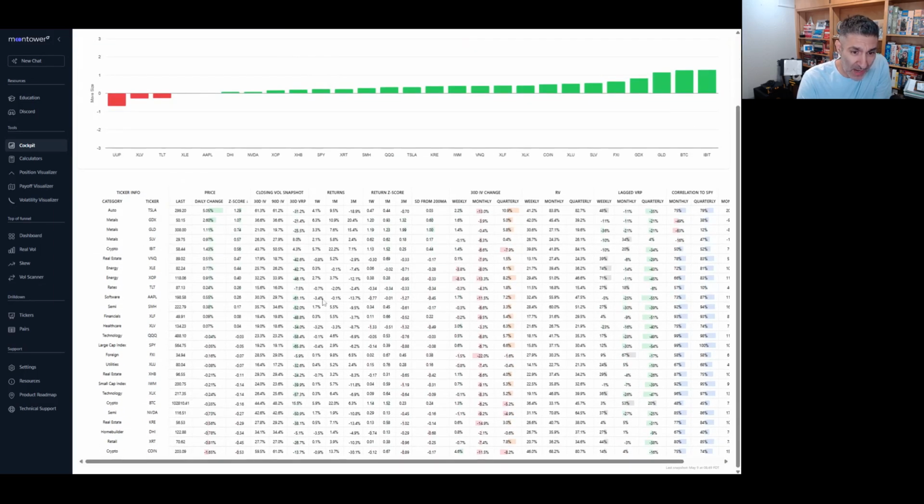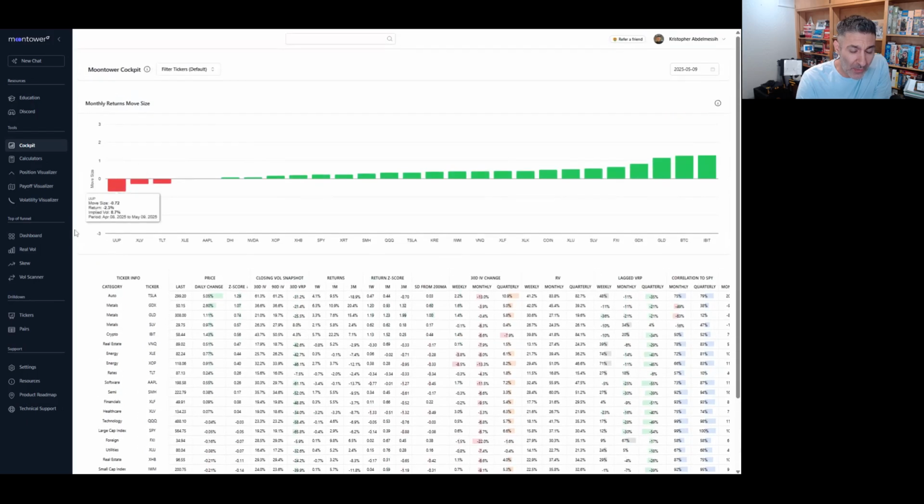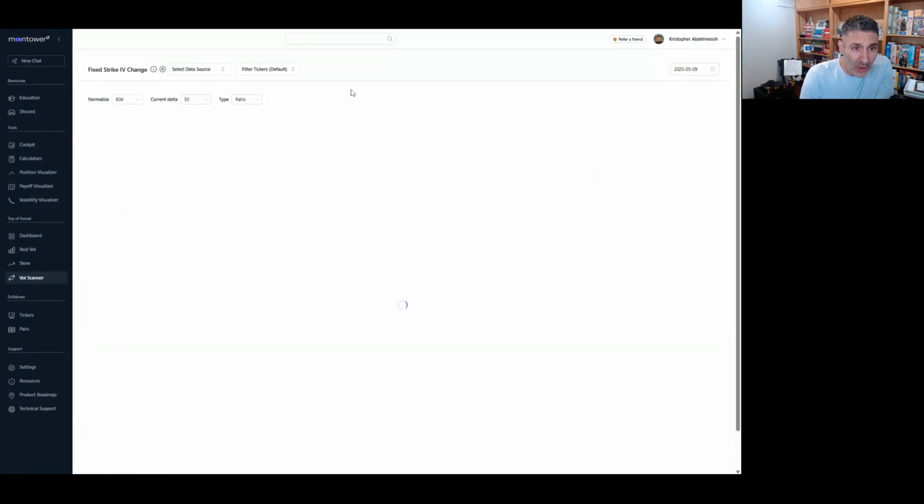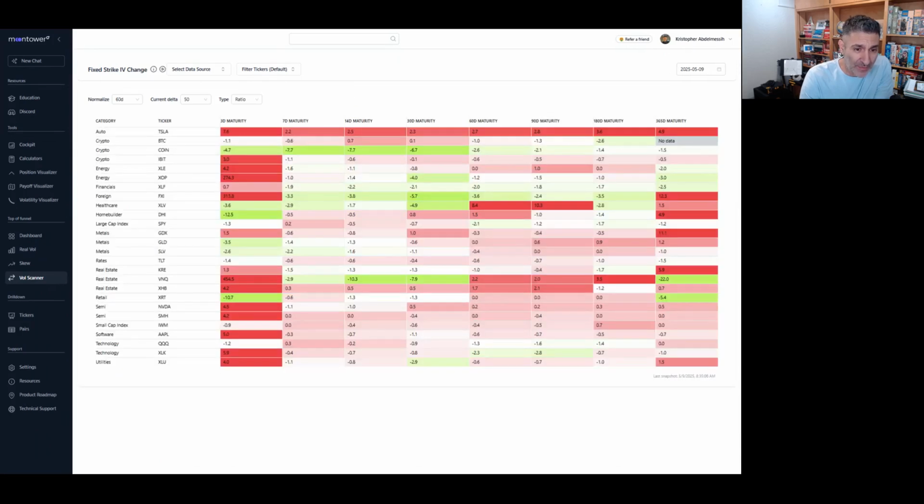I'll skip over to IBIT. Actually, you can see all these things, but remember my default watch list is loaded. That's why this is the filtered list. I'm going to go down here to this thing called vol scanner. What vol scanner does is it shows you what's happening in the strike vols. My list is here on the left, and then I have these maturities.